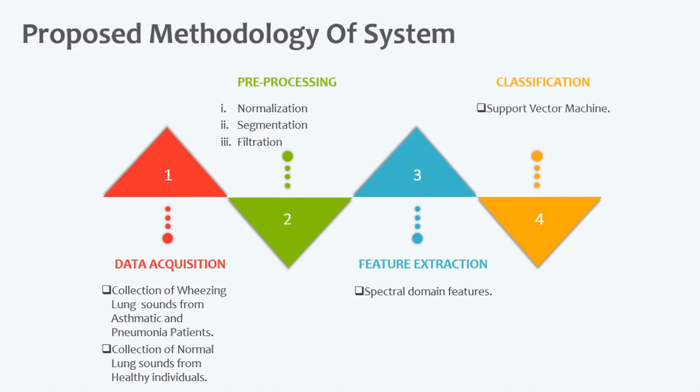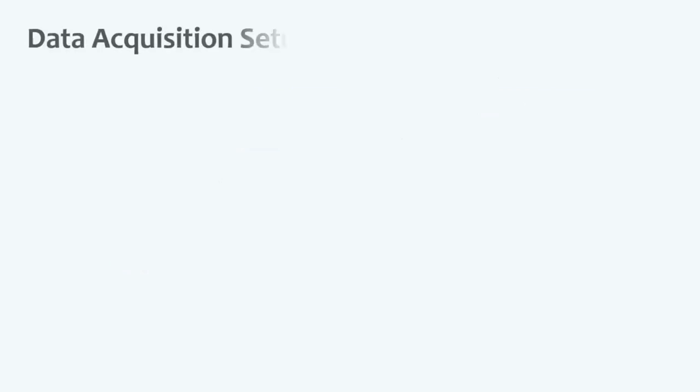Data acquisition, which includes collection of wheezing sounds from asthma and pneumonia patients, while normal lung sounds were collected from healthy individuals. Pre-processing, which further includes normalization, segmentation, and filtration. Feature extraction, which contains spectral domain features. Classification, in which we use support vector machine as our classifier.